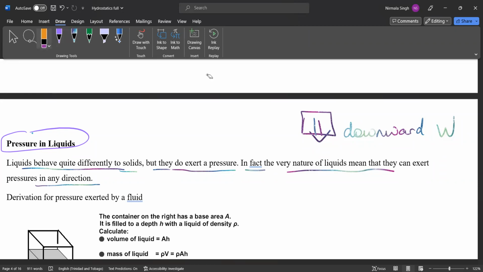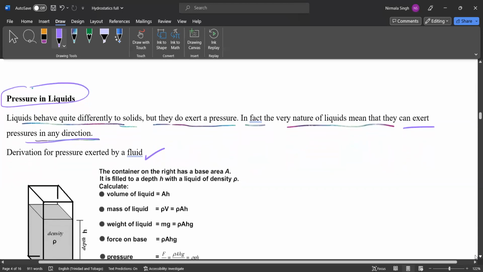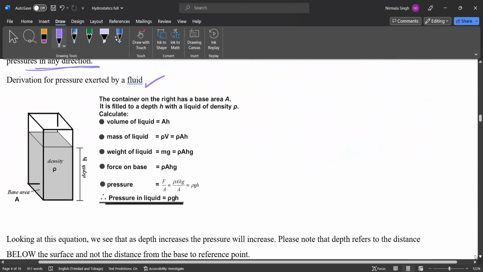But in liquids, it's a little different. They act in every direction possible. Because again, think about a water balloon. If you were to squeeze that water balloon from any direction, you're going to feel the pressure of that water from any direction that you squeeze it. You don't have to know the derivation at CSEC, so I'm not going to go through this with you. I'm just going to show you the formula. But if anybody wants to go through it, you're welcome to.